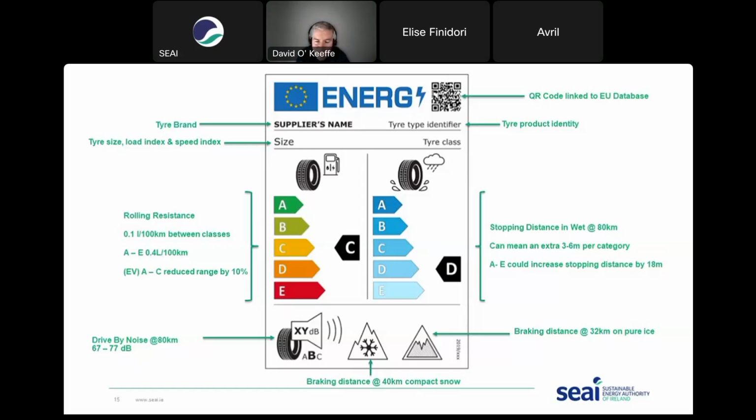So again, it doesn't necessarily mean you have to spend extra money to get the best performing, but you just need to be aware and again make that informed choice. So bottom left hand corner, we have the noise, which is the external road noise from the tire, recorded at a speed of 80 kilometers an hour. So obviously that impacts the environment in which the car is traveling in, but it also has an impact on the internal road noise inside the cabin of the vehicle.